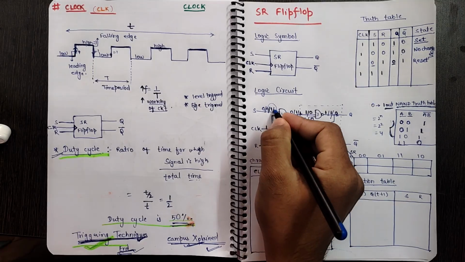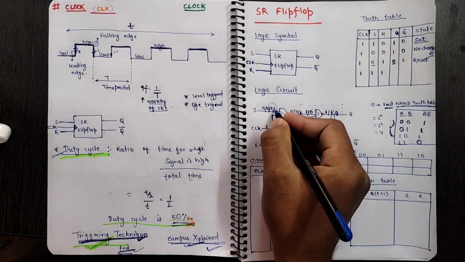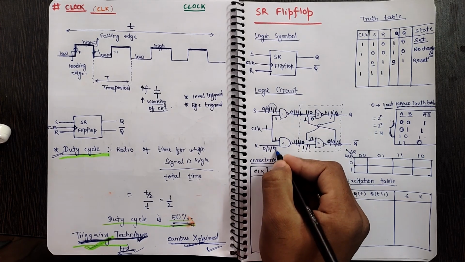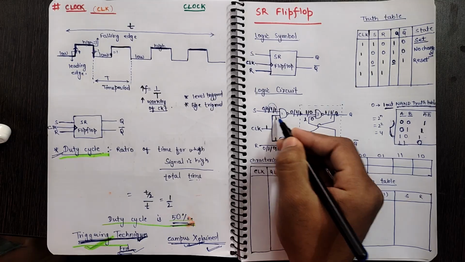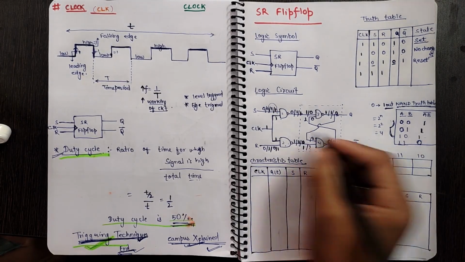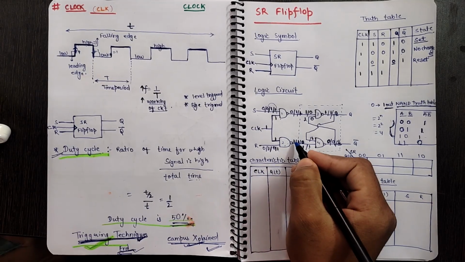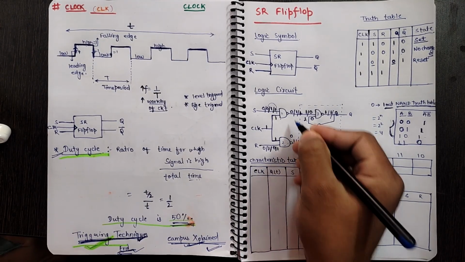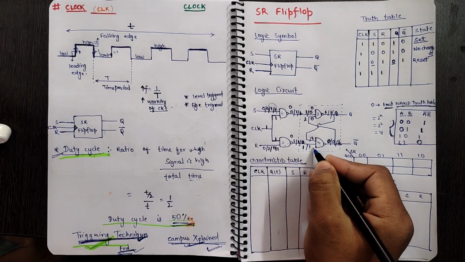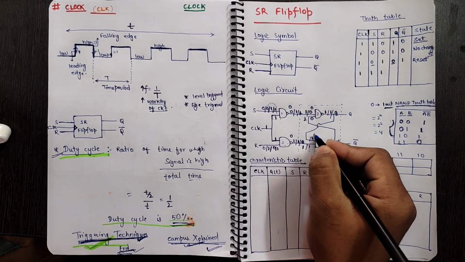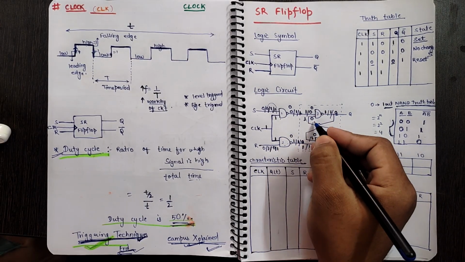Now we will make clock value 1, it is already there, S value as 1, R value as 1. Now when both inputs of the NAND gate are 1, we get 0 as our output. Here also 0 as our output. This 0 will be going here and one more 0 will be going here. 1 and 1 will become 0 and this 0 will be carried out here.